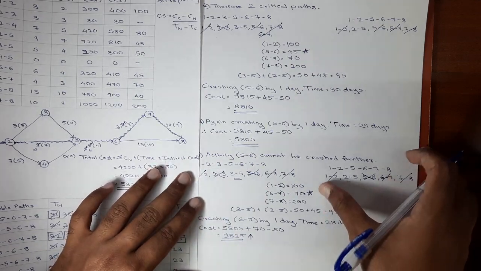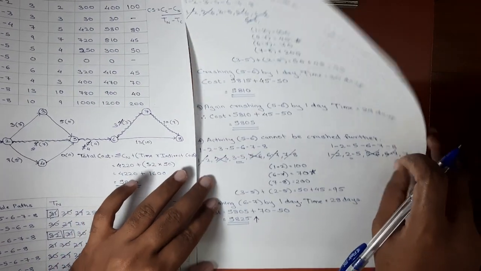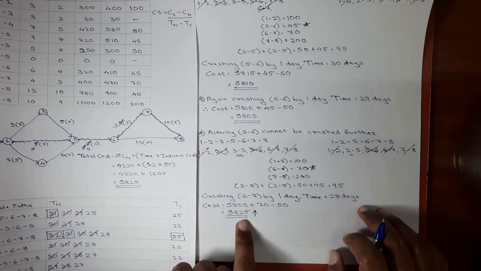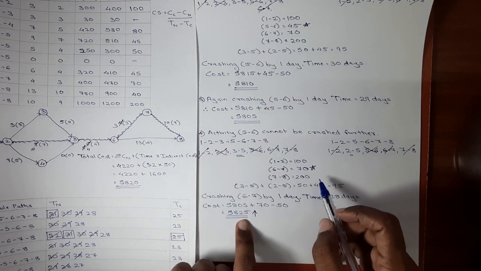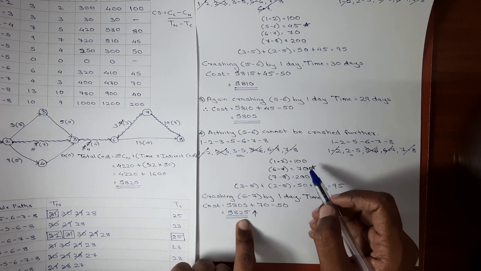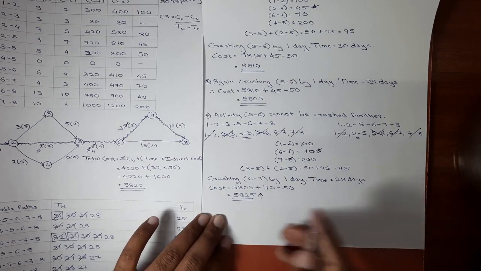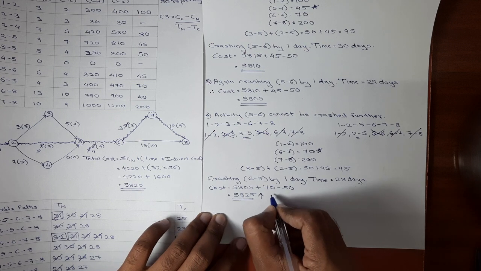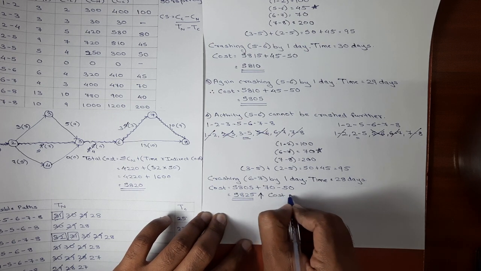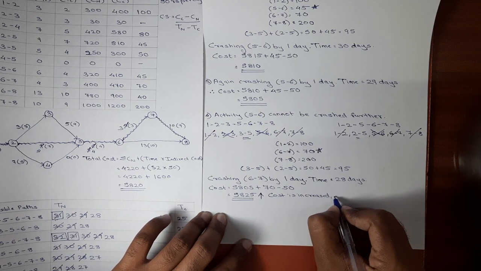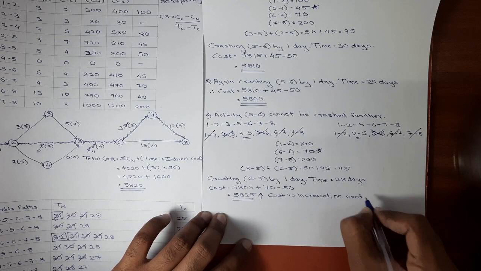Now the cost is increased. That means we will stop the crashing over here because the activities having minimum cost slopes are already crashed. The cost is increasing and the cost slope of remaining activities which are not exhausted is obviously more. So in further steps of crashing, the cost will obviously go on increasing. So here we'll stop the crashing. I'll write it over here. Cost is increased. So no need to crash further.